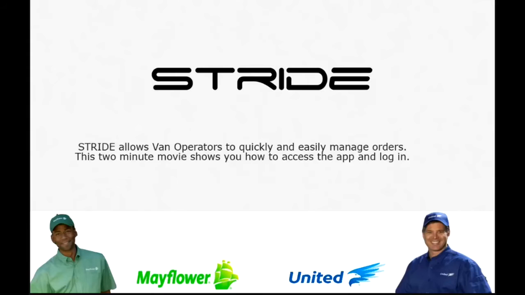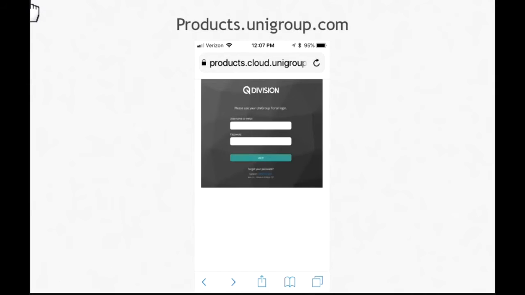Stride allows van operators to quickly and easily manage orders. This 2-minute movie shows you how to access the app and log in. To download the app, open your browser and go to products.unigroup.com. Enter the same ID and password that you use to access the Unigroup portal, the U.